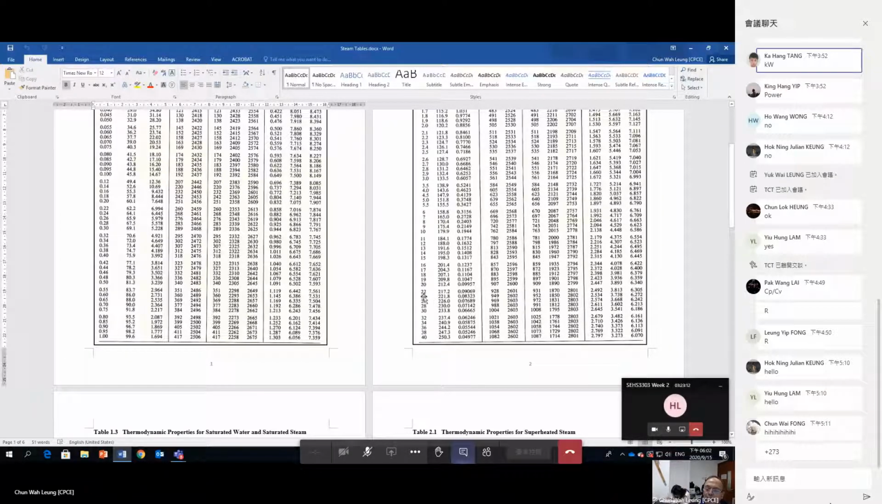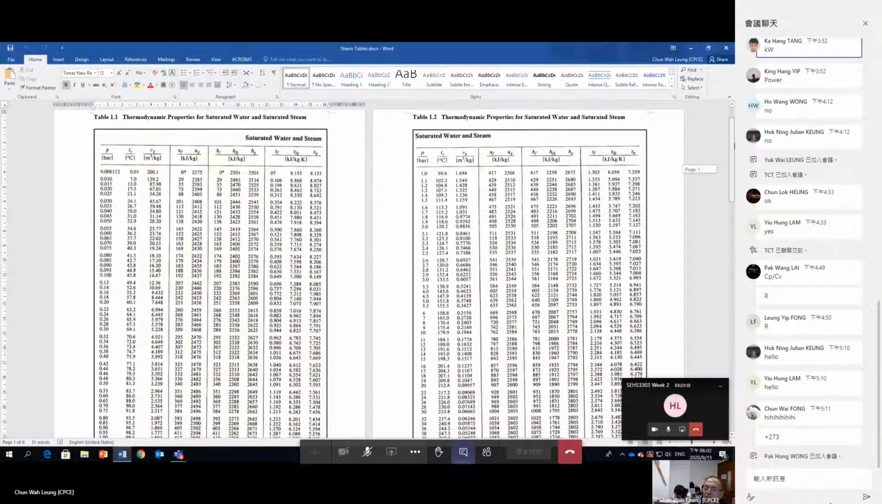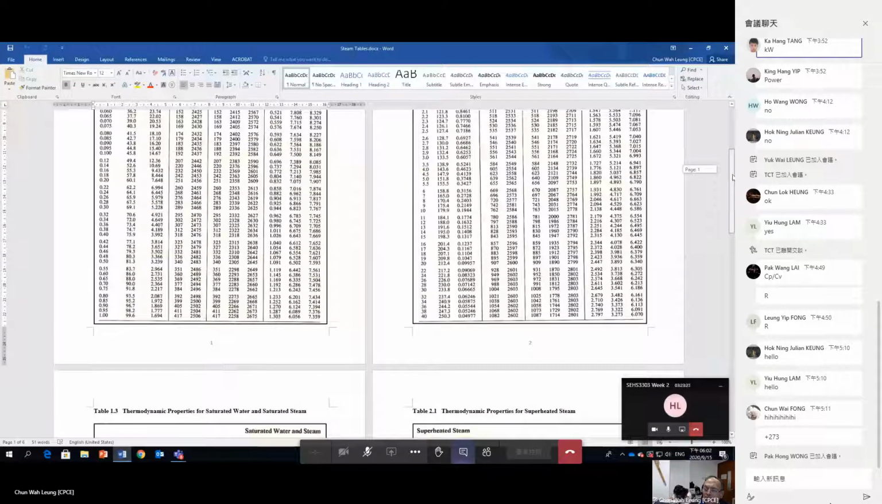So we go to 20 bar. So therefore, go to the table that is saturated water and saturated steam. Doesn't matter. Go to this table first. And then look at the saturation temperature, 212.4. That means at this pressure, the saturation temperature is 212.4 degrees centigrade.